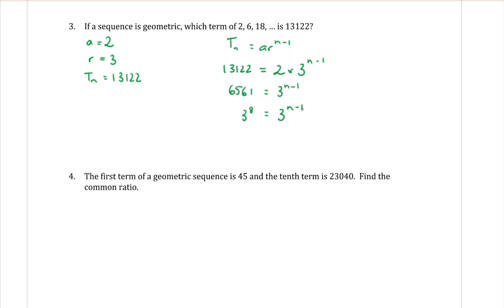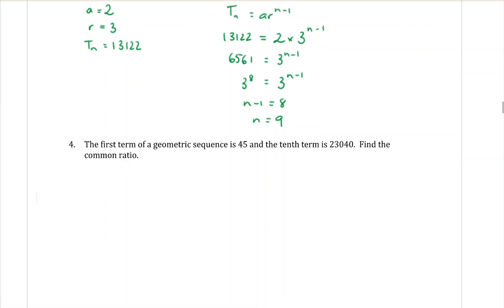So if you can make the bases the same, that means that the powers must be equal, and that means that n minus 1 equals 8, which means n is going to be equal to 9. So that term, the 13,122, is the 9th term in that sequence. That's what that means. Question 4.